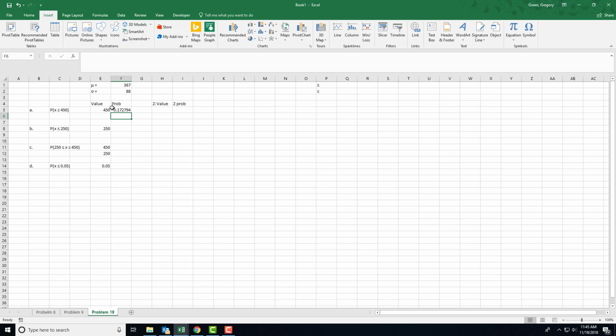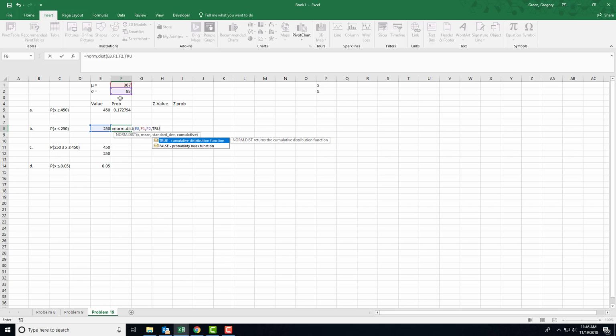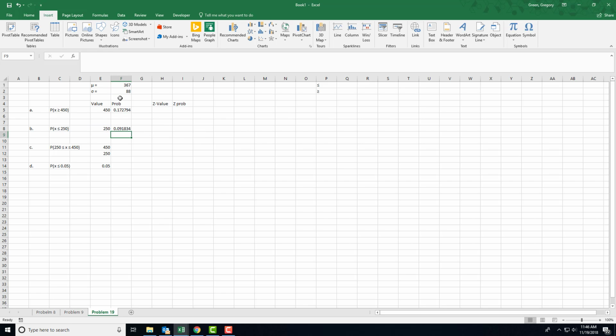Okay. So we should have known that. We saw that coming. The value that we're looking at is greater than the mean, so certainly it's going to be less than half here. Let's try this one. Notice that this one, I'm looking for values to the left of 250, so that's just equal to norm.dist. The value is 250, mean 367, standard deviation is 88, and I do want the cumulative distribution. So the probability that my cost is going to be below 250 is 0.09.